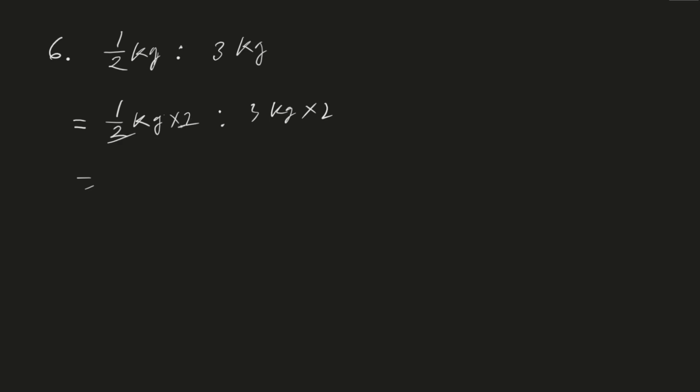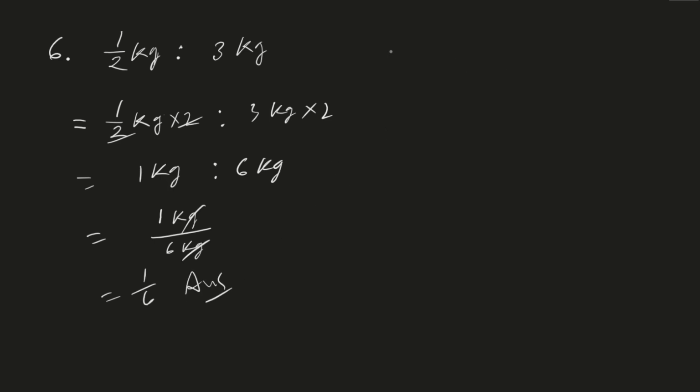So the 2's cancel. Here is 1 kg, and here is 3 times 2, which is 6 kg, right? So now write it down in fraction format: 1 kg over 6 kg. In fact, you can cancel out the kg from both sides beforehand. Our answer is 1 by 6. We can also do this in another way, right?